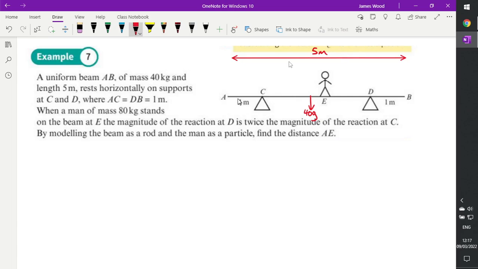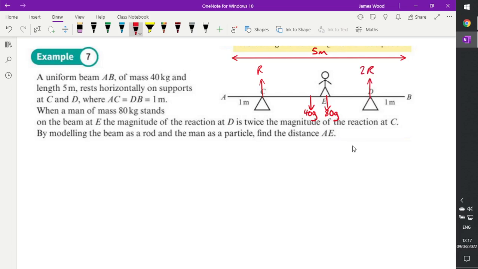Okay, and then each of these distances is 1 meter at the ends, so it's kind of symmetrical. When a man of mass 80 kilograms stands on the beam at point E, let's put his mass on as well, that's 80g. The reaction at D is twice the magnitude of the reaction at C. So this reaction force here is twice the size of the reaction force here. So if I was to call this R, then I could call this one here twice that, so 2R.